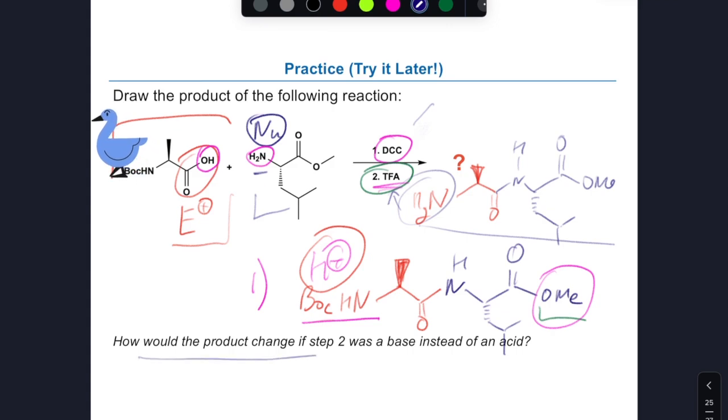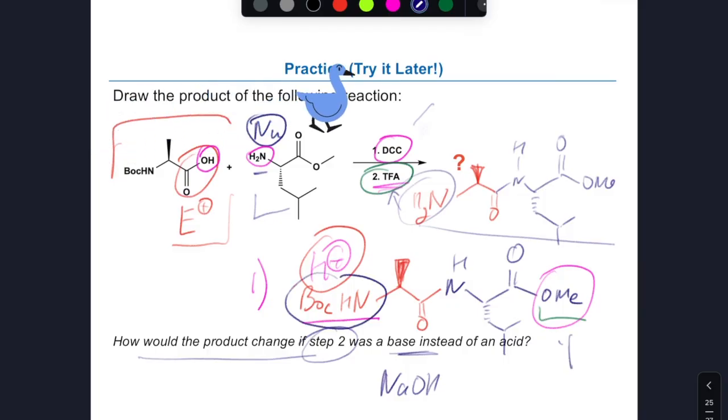How would the product change if step 2 was base instead of acid? Let's say we treated this with sodium hydroxide. Under sodium hydroxide type conditions, we're going to do base cleavage. We will not touch this one. This group here is hydroxide sensitive. So all that would happen is we would leave the Boc in place, and this would be converted to carboxylic acid after workup.